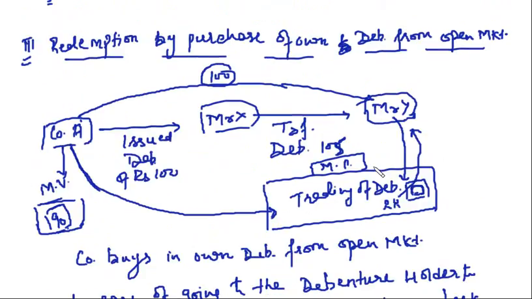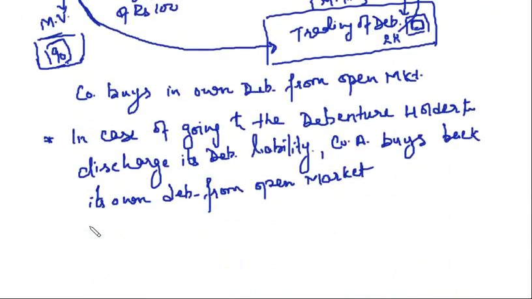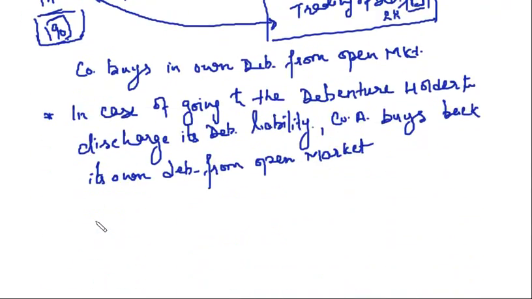Now see here, Company A has earned a profit of 10 rupees, because if Company A had approached the debenture holder, then Company A would have paid 100 rupees. But now Company A has bought its debentures back from the market at rupees 90, at the market value. Debentures from open market.